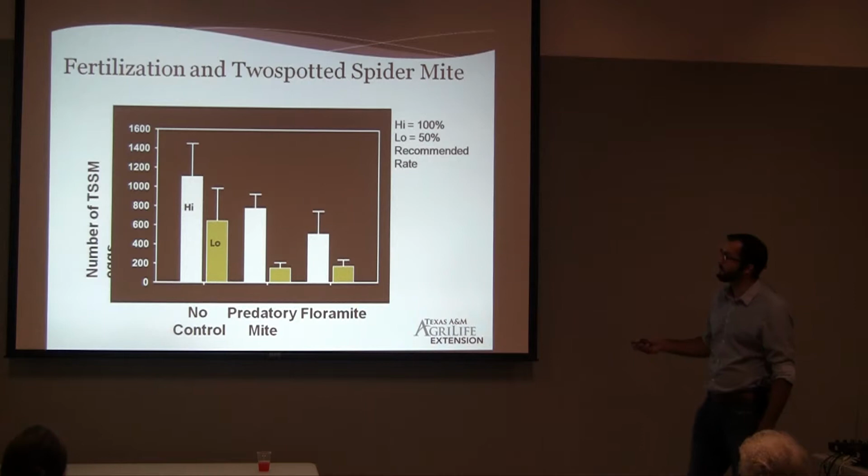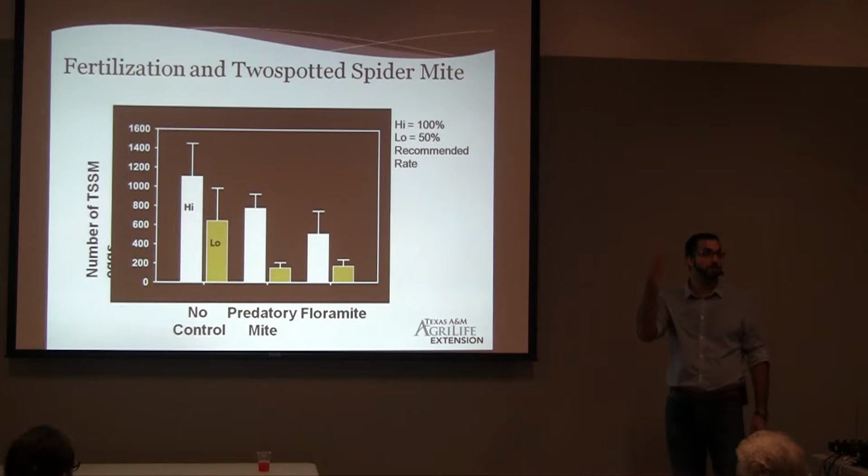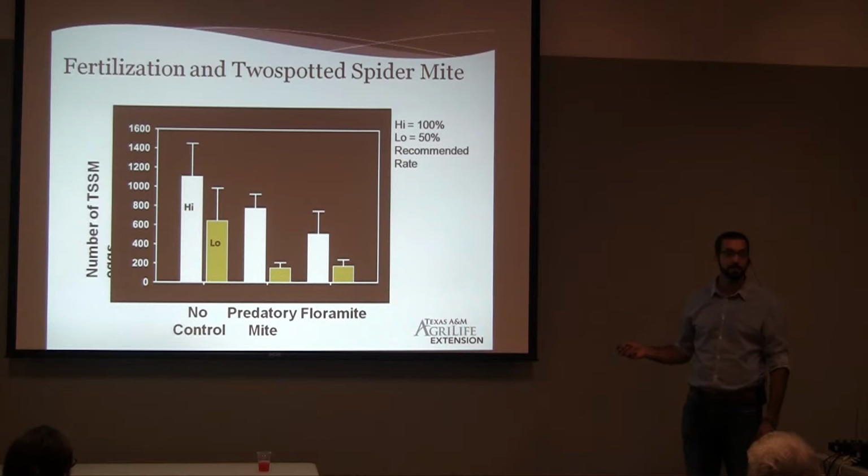We can look at the same thing, looking at the number of eggs of two-spotted spider mites. So this is looking at the adults and nymphs. And again, you can see that as soon as you use a lower fertilizer rate, just by reducing the amount of fertilizer you're putting, which won't impact the growth of the plant, you're actually having a major impact on your pest populations.